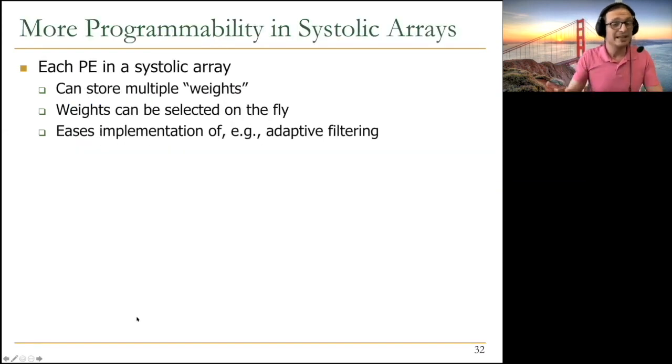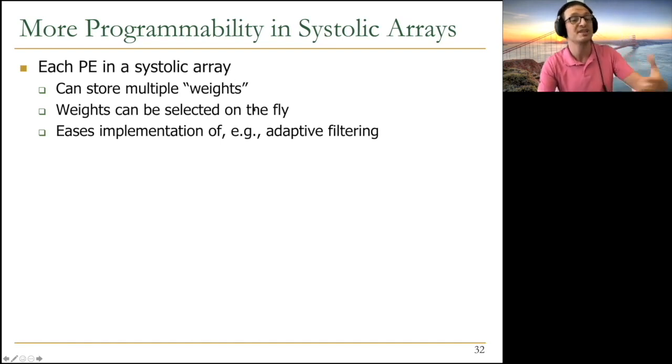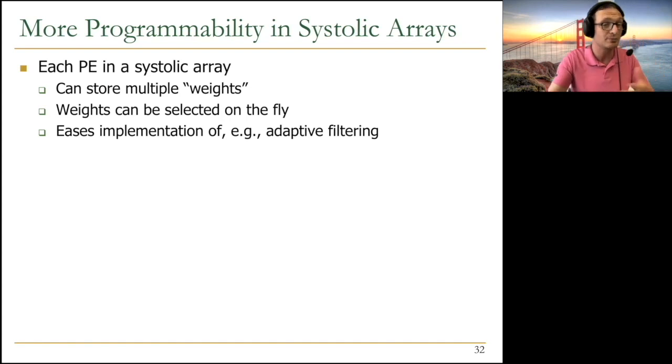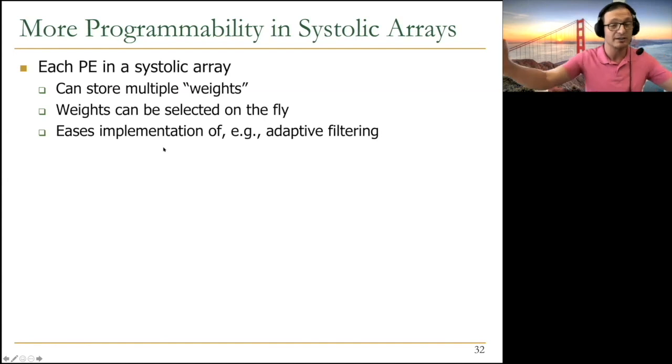Okay, so people later tried to improve programmability in systolic arrays. Basically, each processing element in the systolic array was changed to store multiple weights. Weights could be selected on the fly, for example. This could answer some of your questions, for example. How do you decide which weight to use? So if you want to do adaptive filtering, for example, you may want to decide one weight set or another weight set. So basically, people added more programmability inside the systolic array to ease the implementation of different operations and maybe make this systolic array more general.